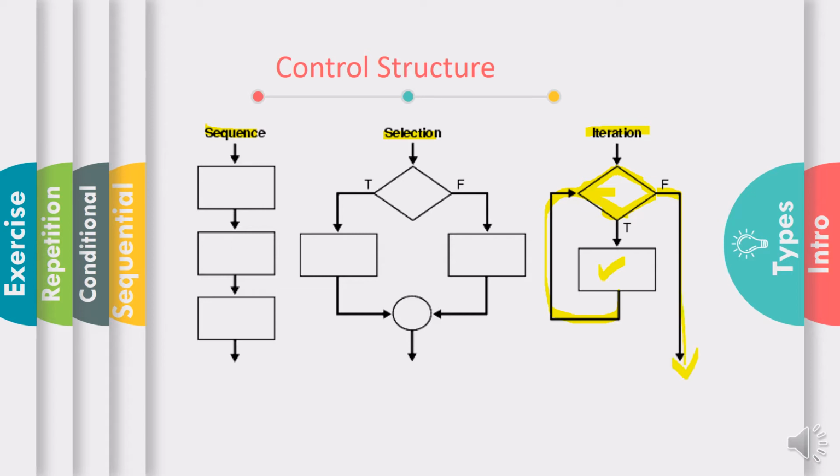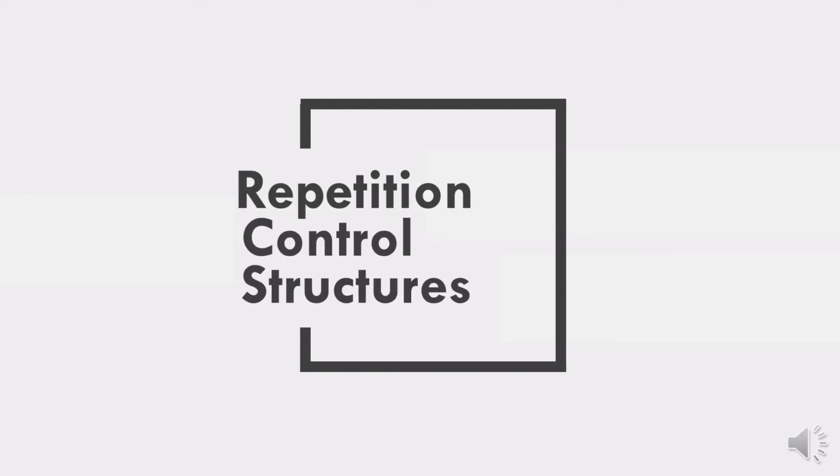We call it repetition or iteration control structures because the same set of instructions is executed again and again until some condition becomes false. So, we have to repeat some specific set of lines again and again, and we don't write those lines again and again, but we execute them with the help of iteration or repetition control structures. Let's go through repetition control structures in detail.